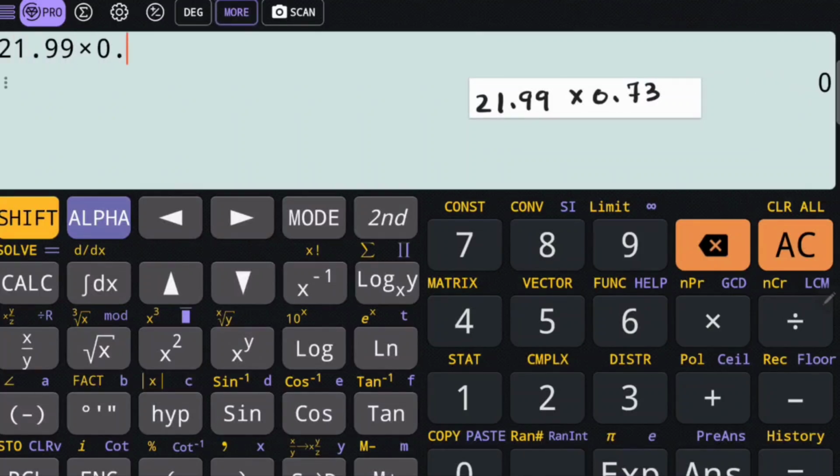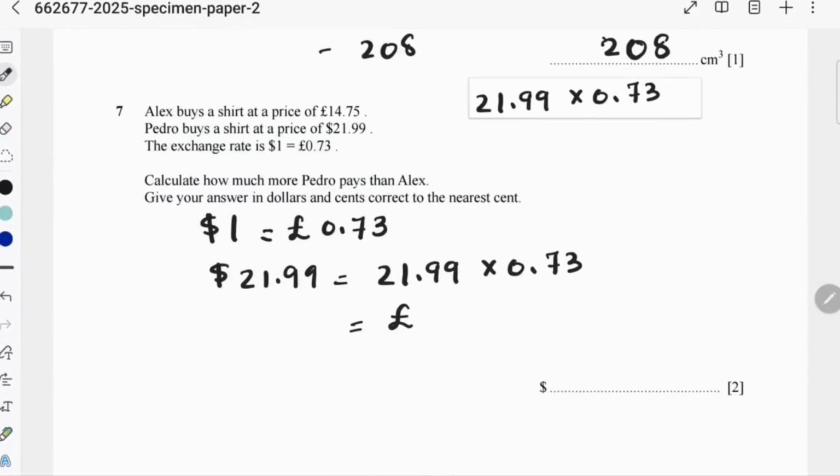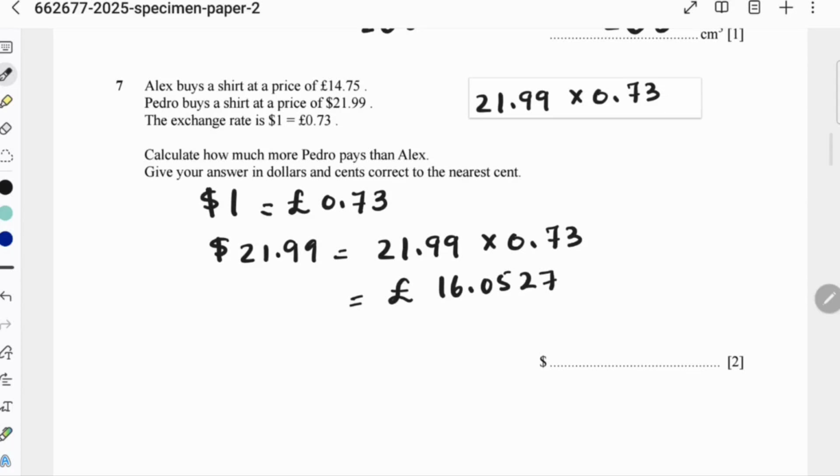21.99 into 0.73. It's coming 16.0527. It's in pounds. So the difference between them is 16.0527 and 14.75 pounds. Just find out the difference, because they're asking you how much more.